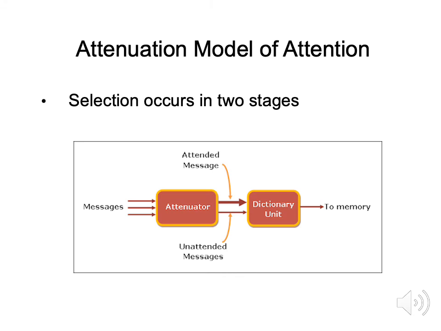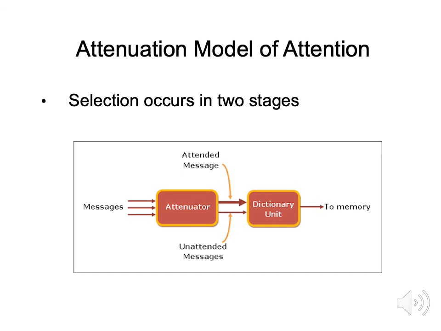First, once the stimuli reach the sensory memory, information is sent to the attenuator, which processes information based on the physical characteristics, as well as the language and meaning. The attenuator allows information to move to the next stage. The attended message is emphasized, so it's sent at full strength, while the unattended message is de-emphasized, it's weakened.